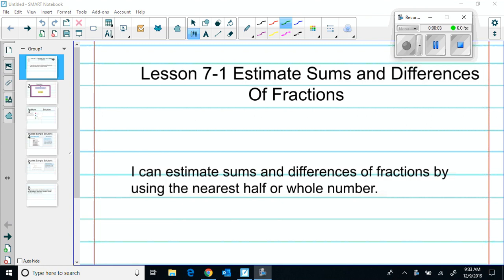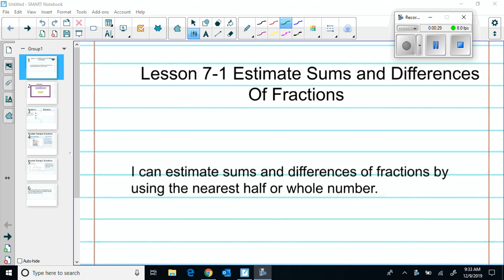Welcome to Lesson 7-1, Estimate Sums and Differences of Fractions. Estimating will be the key word that we need to focus in on. To help us estimate throughout this topic, we will be using benchmark fractions of 0, a half, or a whole. So as we estimate, we will always ask ourselves, is it closer to 0, a half, or a whole?